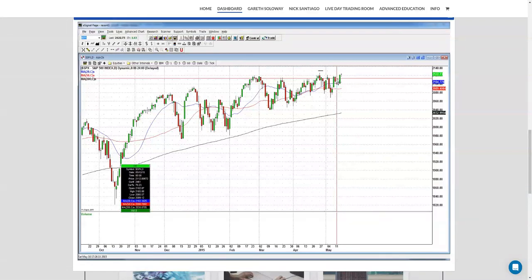Yeah, Lucas, that's true. 666, 2009 low in the S&P. Scary stuff.